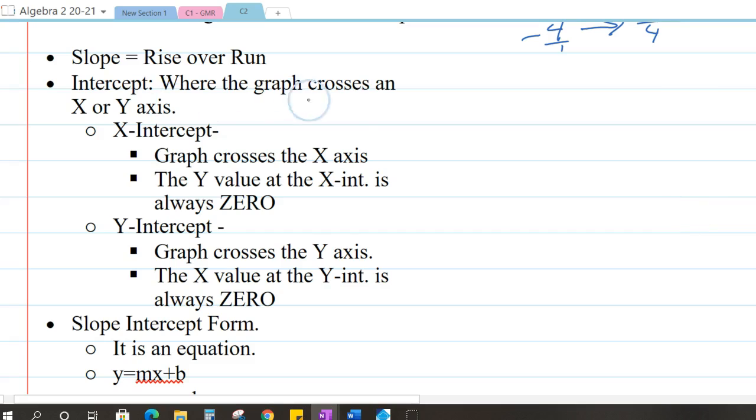Intercepts. Intercepts are where a graph crosses an x or y axis. At the x-intercept, the graph crosses the x-axis, of course, but the really important thing is, at the x-intercept, the y value is always 0. Similarly, the y-intercept is where you cross the y-axis, and the x value is always 0. These are very important, and we'll talk about them later on.